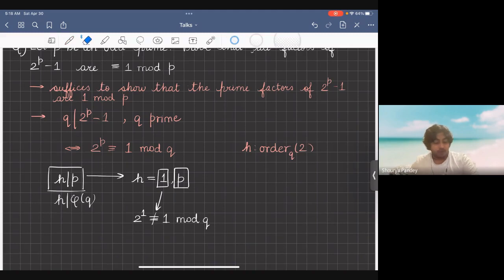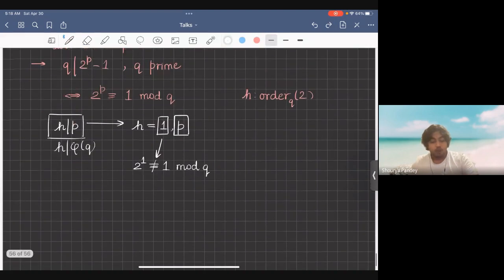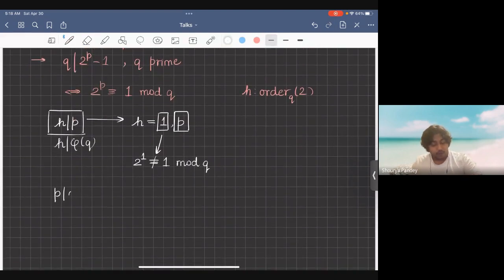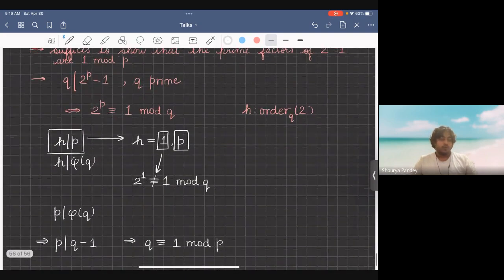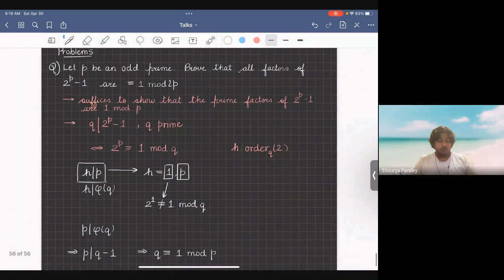Okay, so I know that phi of q is q minus 1. Since the order is p, I now know that p divides phi of q. But now here is where I use the fact that q is prime, which means p divides q minus 1. And so what is that in terms of mod p? q is 1 mod p, right? And I already know q is 1 mod 2. So then the 1 mod 2p thing is true. Is the argument clear? Yes.